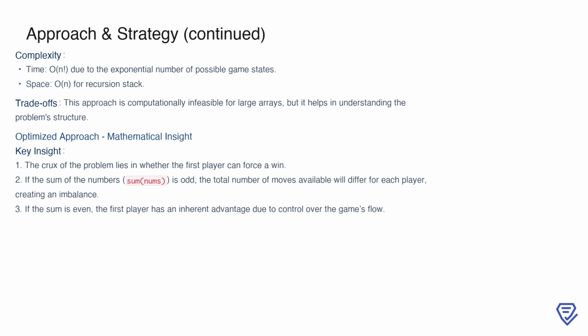The core realization here is that the first player's ability to force a win depends on the total sum of the array's elements. If the sum is odd, the game dynamics favor the second player because the number of moves available introduces an imbalance. On the other hand, if the sum is even, the first player gains an inherent advantage. This observation allows us to bypass exhaustive simulations and focus directly on the game's higher-level structure.